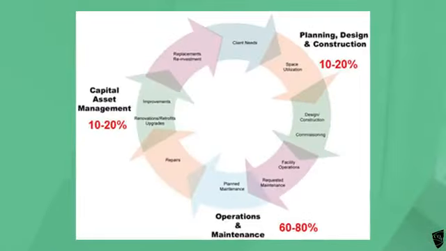Just to show you roughly where the costs are, I apologise it's not the best graphic, but as you can see, the client gets out what his needs are. They work out on their space utilisation, how much space they want, how many floors, and so on. They design and construct it, and then they commission it so people can move in. That's 10 to 20% of the whole life cost. This is the cost over the life of the building.